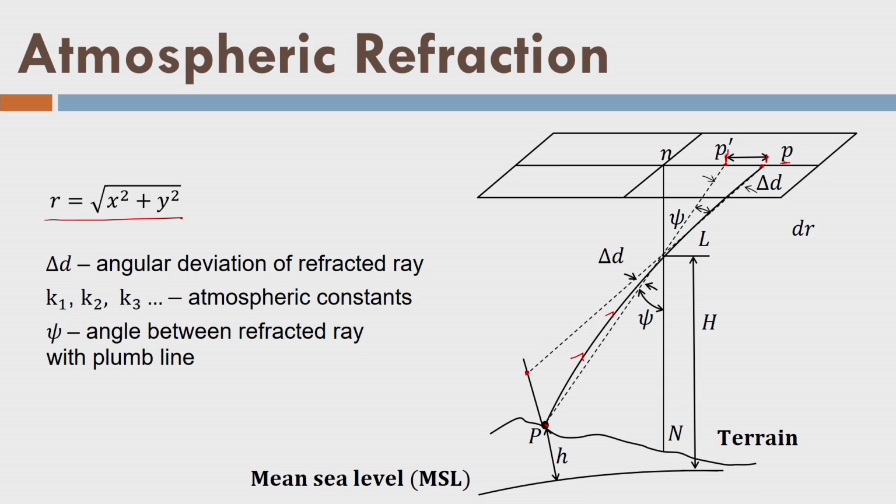This is the mean sea level, so I am measuring the height with respect to that. This correction is given by this value: k1 r, k2 r cube plus k3 r5 and so on. We can increase the order. They are called atmospheric constants k1, k2, and phi is the angle between the refracted ray and the plumb line, this angle. We can now calculate values of dr if I know the values of k1, k2 and k3, and I can apply it to each and every point.